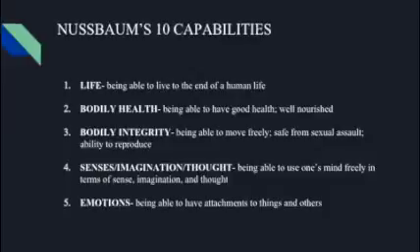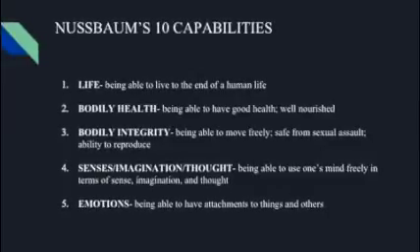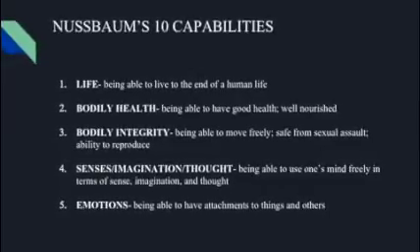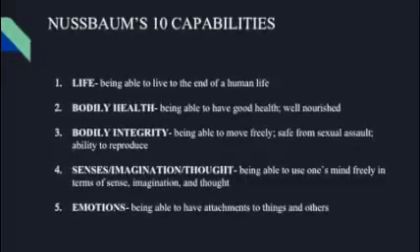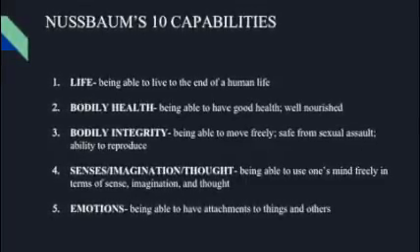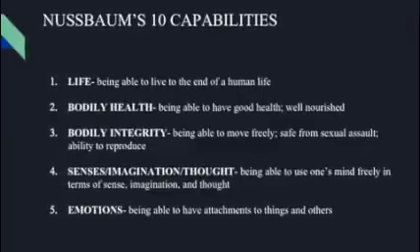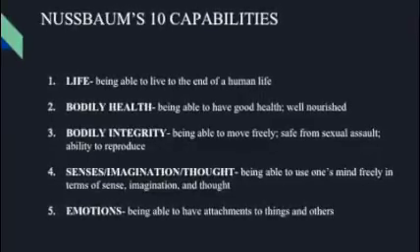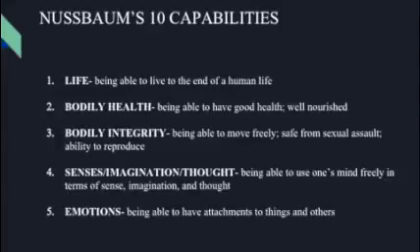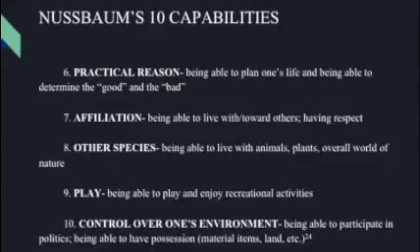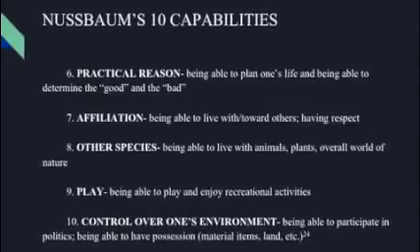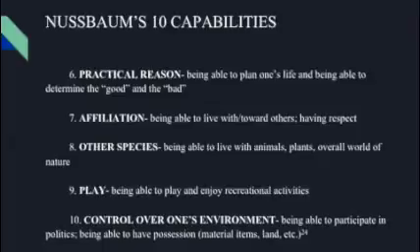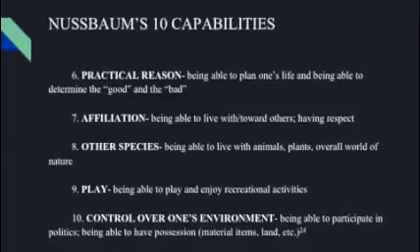An individual must have all capabilities from a list of 10 in order to reach the goal mentioned earlier. Those 10 include life, bodily health, bodily integrity, senses, imagination, thought, emotions, practical reason, affiliation, other species, play, and control over one's environment. But perhaps the most important advantage to the capability method, at least as defined by Nussbaum, is that it recognizes that just having enough to survive doesn't mean a person isn't poor.